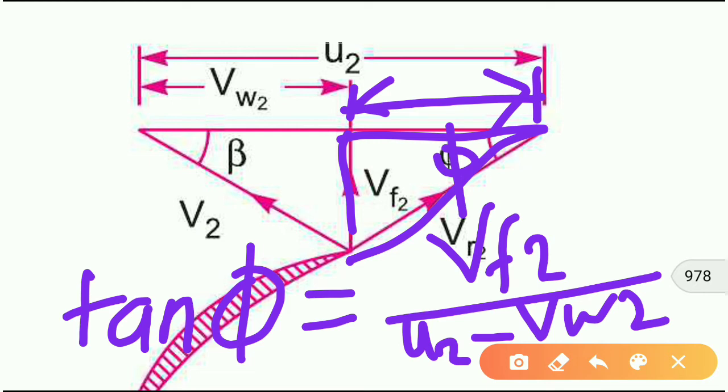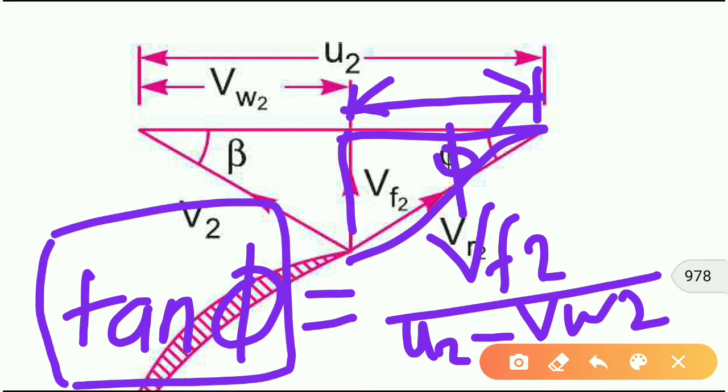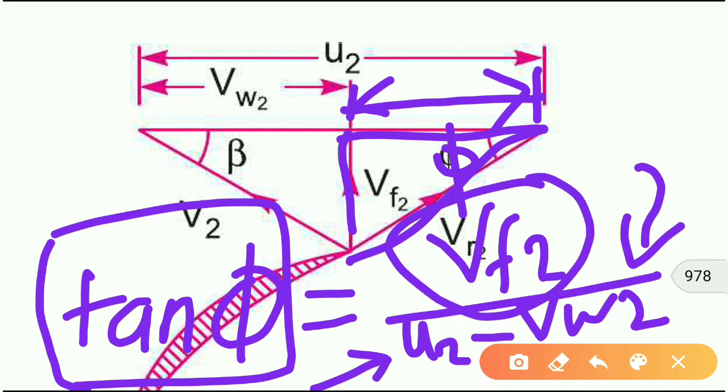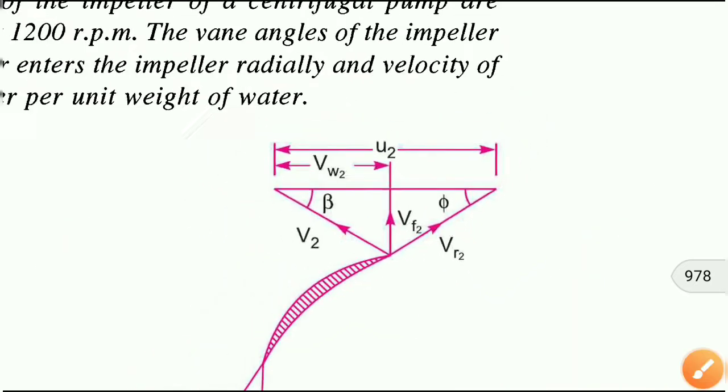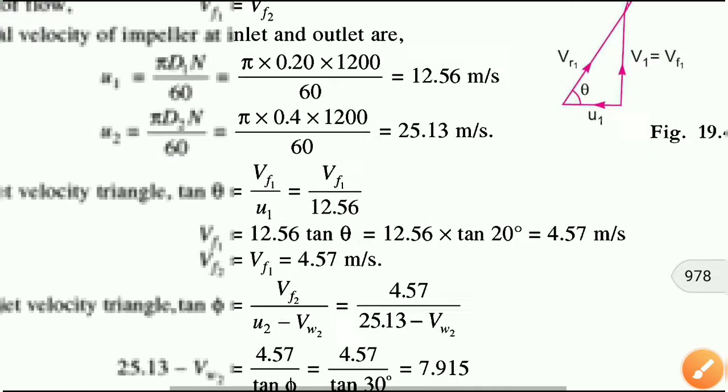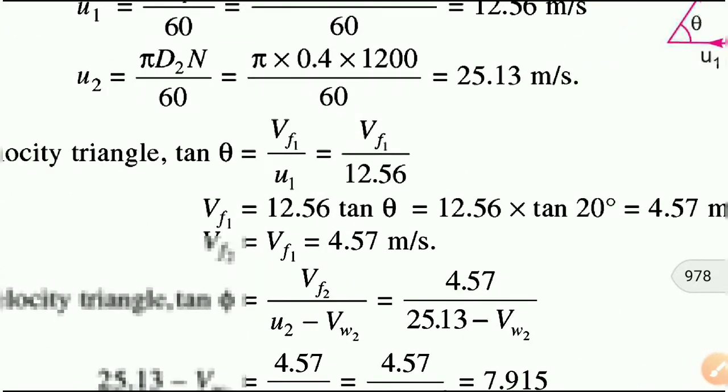In this case we know tan phi, as we know the value of phi, and we know the value of u2. We need to find out the value of Vw2. Again, we don't know Vf2. So firstly we will need to find out the value of Vf2. So how can we find the value of Vf2?